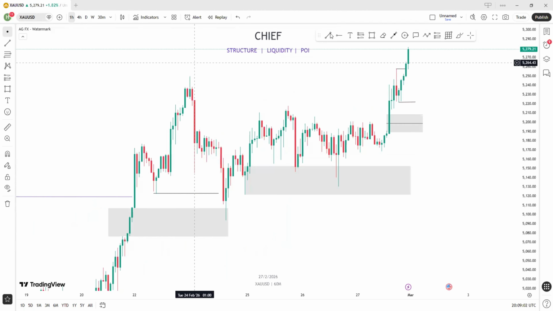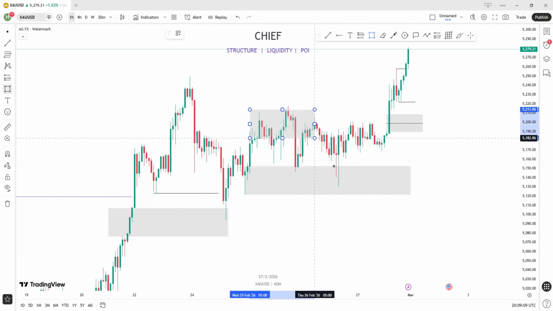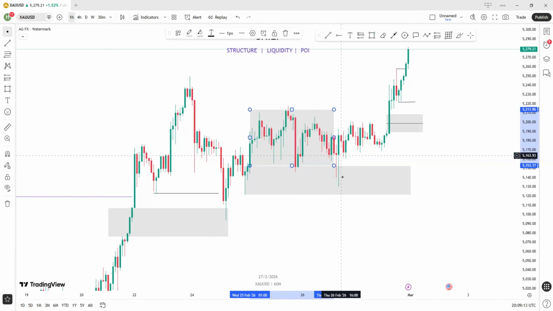But while we were waiting, all of these were a form of accumulation first. So price was accumulating here. Then it manipulates. Now I'm using this to explain this concept of accumulation, manipulation, distribution.